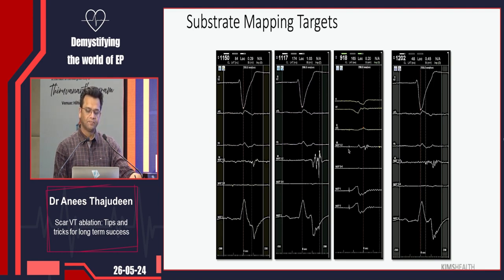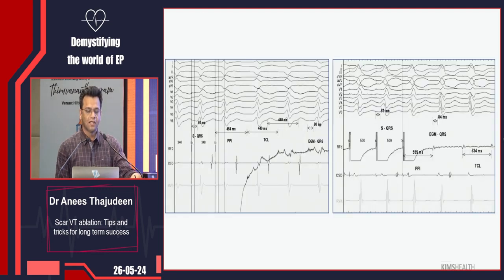Similarly, you can use pace mapping during tachycardia. You can pace from the RV to bring out these late potentials, which is an important target. Here also late potentials, and you can look at the unipolar signals, how it is localized at the tip of the catheter and not at any proximal electrodes.